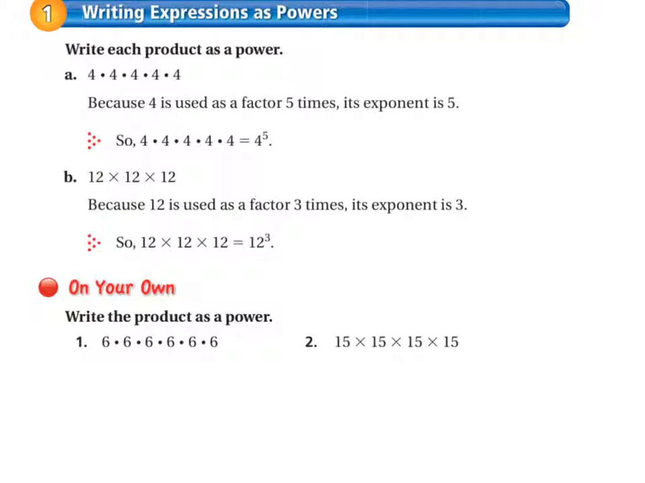Those are pretty straightforward. So what I want you to do is pause real quick. Go ahead and try 1 and 2. Now that you've had a second, you should have the base of 6. And if we count 1, 2, 3, 4, 5, 6, we have to the 6th power. So my base and my exponent are both 6. The next one, we have 15 as a base, and we have 15 to the 4th power.